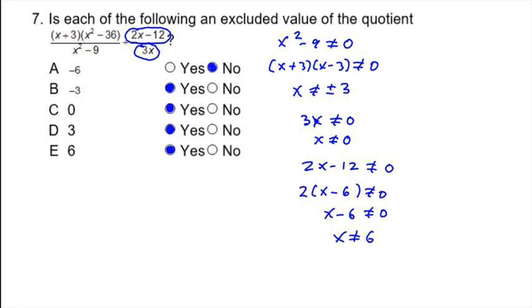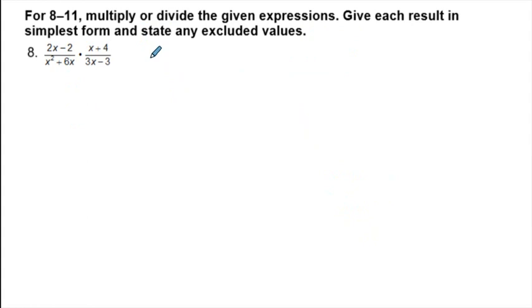So that's that. Next, for 8 through 11, multiply or divide the given expressions, give each result in simplest form, and state any excluded values. Well, we have a multiplication here, so I'm going to go ahead and work on factoring and excluded values first. Well, 2x in the numerator minus 2 can be rewritten as 2 times x minus 1. And then now our denominators, x squared plus 6x is going to be equal to 6x.